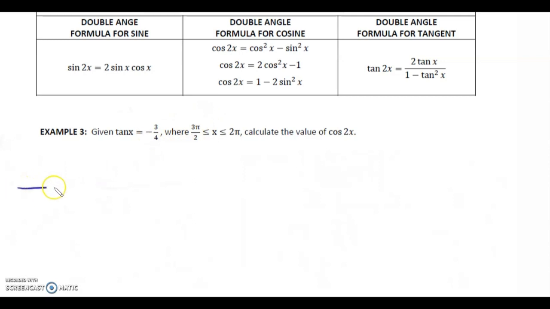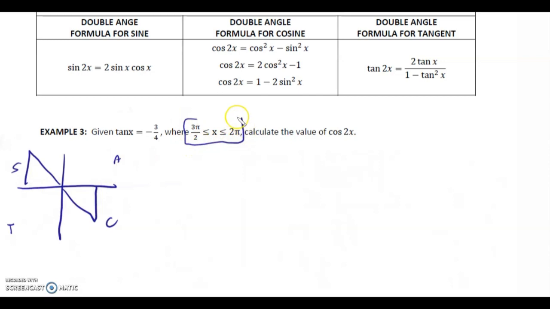Okay, example 3, given tan x equals negative 3/4. So immediately I'm thinking, okay, where is tan negative? C-A-S-T. Tan is negative here and here. But here's the thing, it gives us a different domain. So it says on 3 pi by 2 to 2 pi. Well, this is 3 pi by 2, and then this is 2 pi. So this domain is telling us it has to be in quadrant 4, which is the C quadrant. So it's not this one.